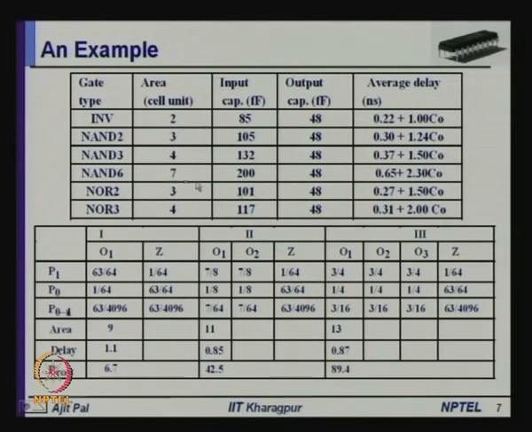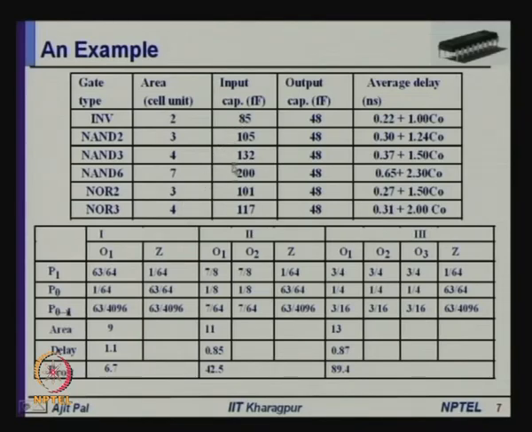Now, let us have a comparison of this. So, here I have taken from some standard cell library specification. You can see the area for different cells, inverter, NAND 2, NAND 3, NAND 6, NOR 2, NOR 3 are given here. Relative area. So, cell unit is 2 for inverter, 3 for NAND 2 gate, for the 3 input NAND gate it is 4, for 6 input NAND gate it is 7, for 2 input NOR gate it is 3, and for 3 input NOR gate it is 2.